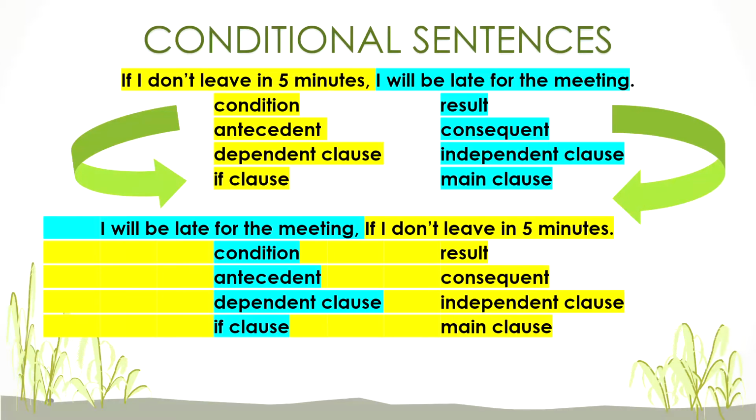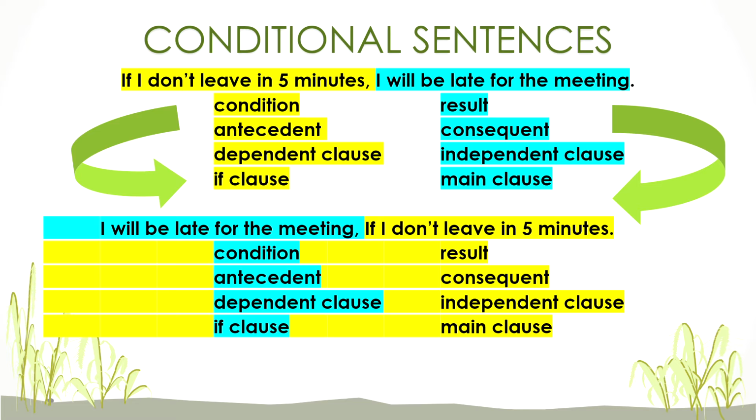So let's take a look at this example. If I don't leave in 5 minutes, I will be late for the meeting. So this conditional sentence can be divided into two parts. The first half is the if clause. If I don't leave in 5 minutes is our condition. This is the situation that needs to be met in order for the result to happen, which is also called the antecedent. And this is the dependent clause because it cannot stand on its own.